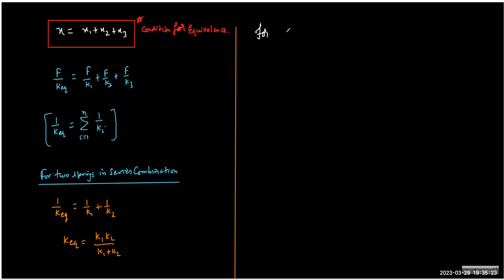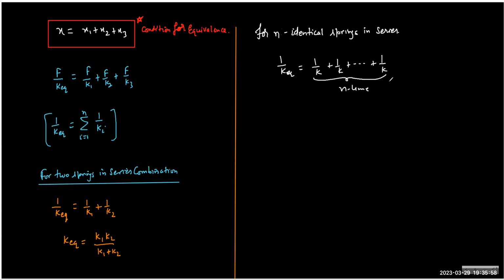For n identical springs in series, which means if I write 1 by K equal to 1 by K, 1 by K, and I have to repeat this how many times? N times. So can we write this as n by K?